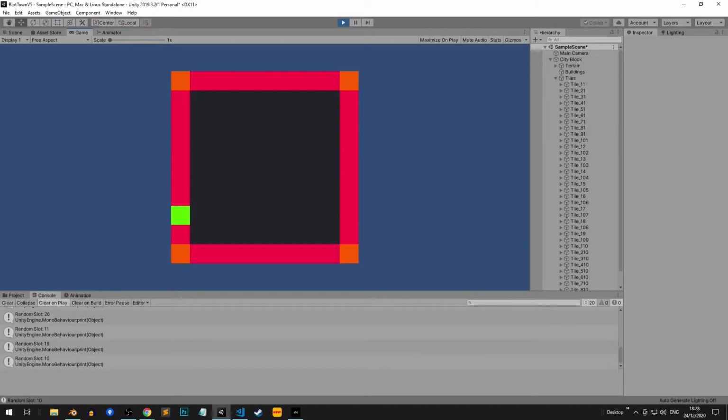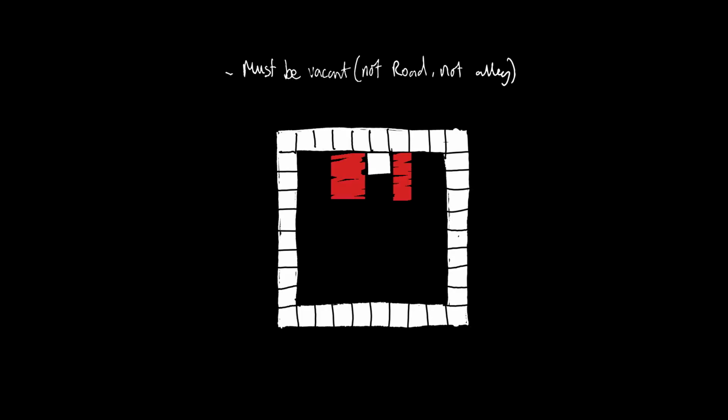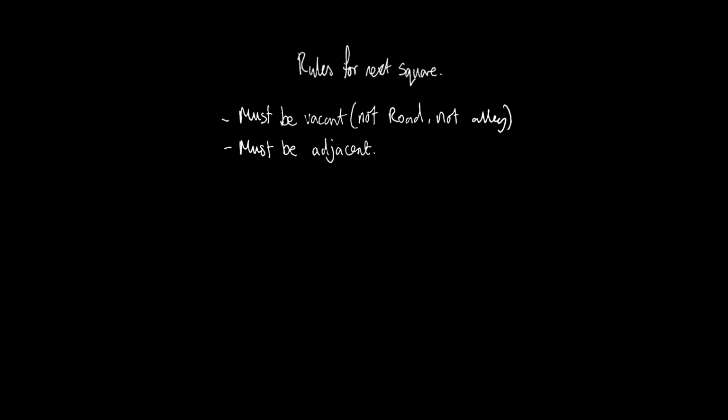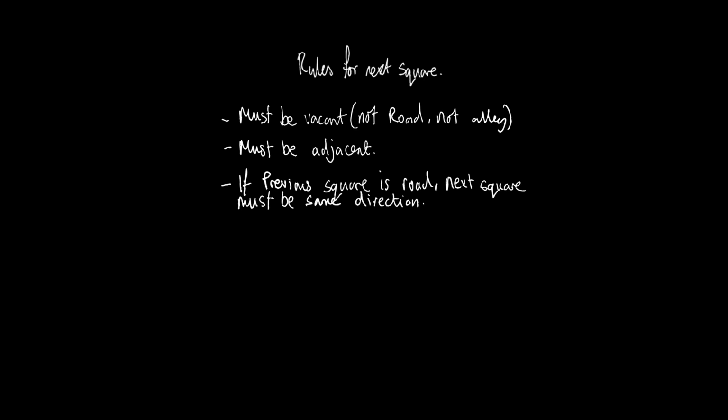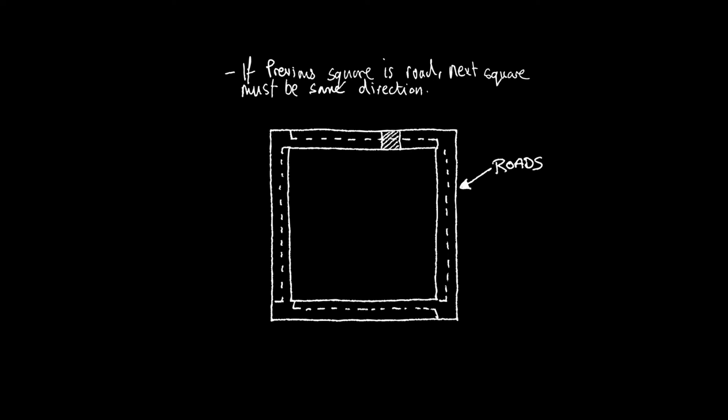The algorithm for the alleyway is essentially: it picks a tile, makes sure it's suitable, before moving on and picking the next tile. However, there are some rules to discover which is the next tile. The first rule is that it must be vacant. The tile type can't be a road or an alleyway. The second rule is that it must be adjacent to the previous tile. This is pretty obvious. The third rule is that if the previous square is a road, then the next square must be in the same direction.